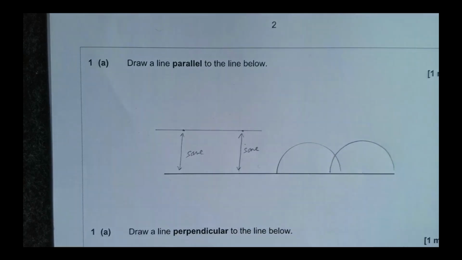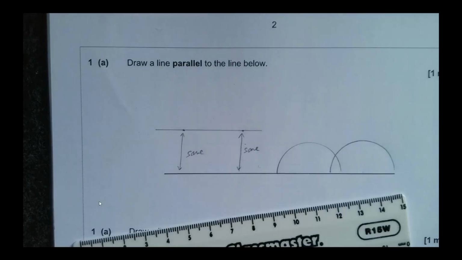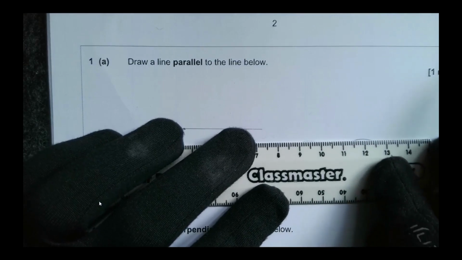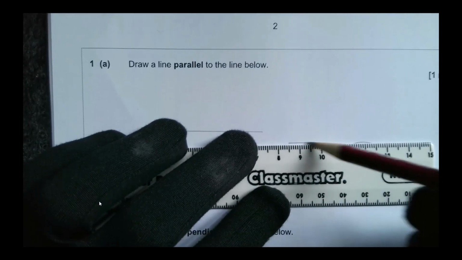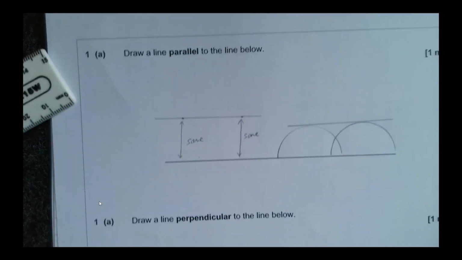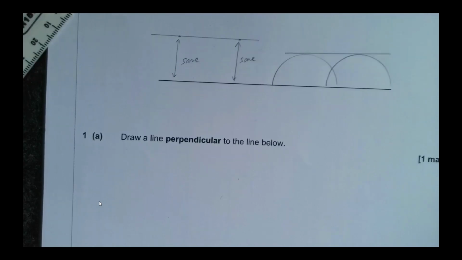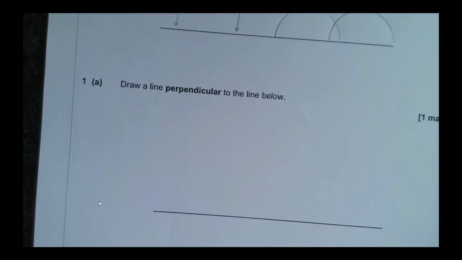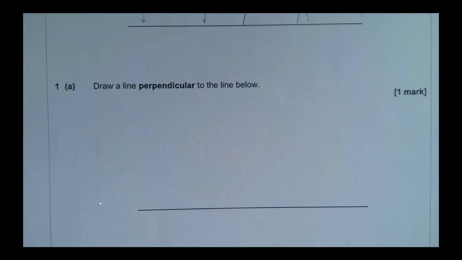Then carefully find the tips of each of those arcs and draw a straight line, like so. And you can see that that line there would be parallel. But again, any of those things would be absolutely fine. The length of your line doesn't need to be a specific length, just a line needs to be drawn, but obviously you try and only draw one. Now the next one, it then says draw a line perpendicular to the line below.